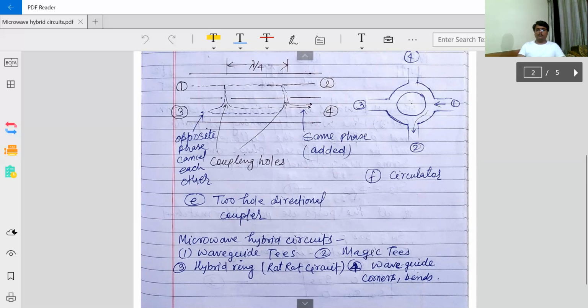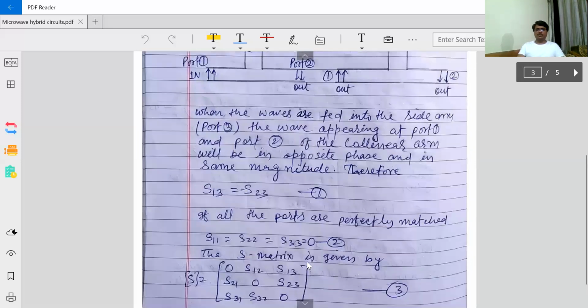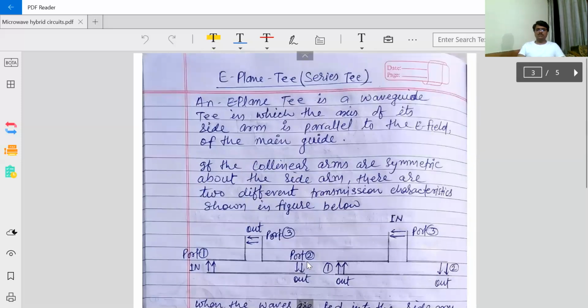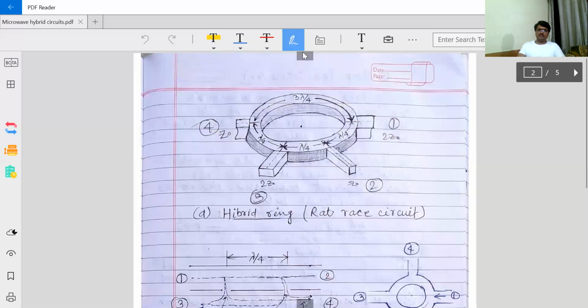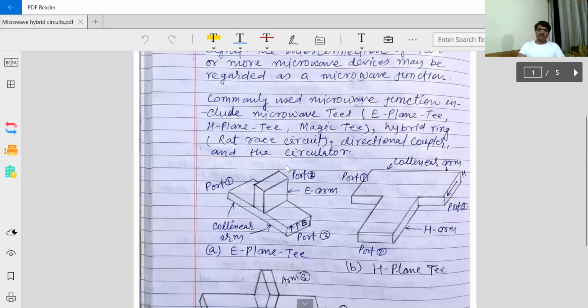So in today's lecture, we will continue further, and we will see the E-plane, the first one, that is the E-plane, this one. So we will see it in detail.